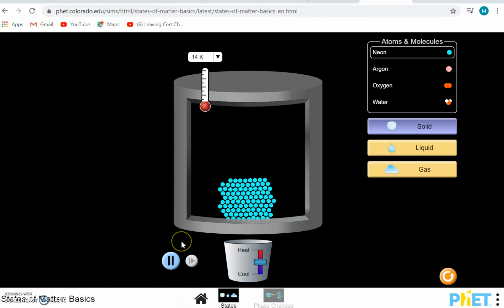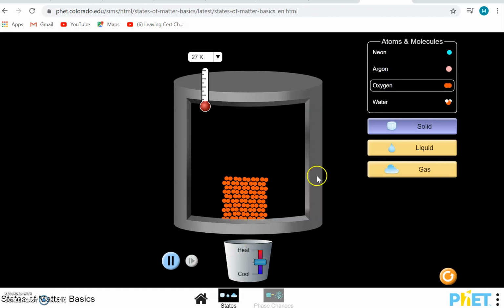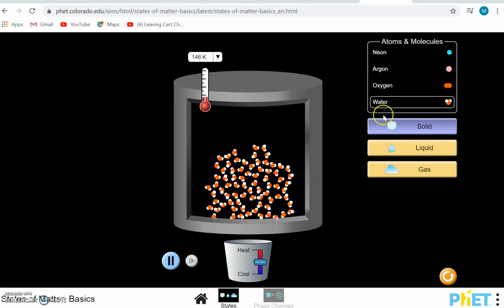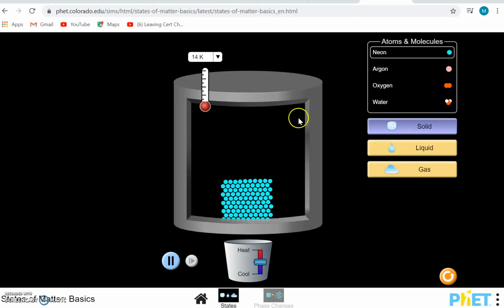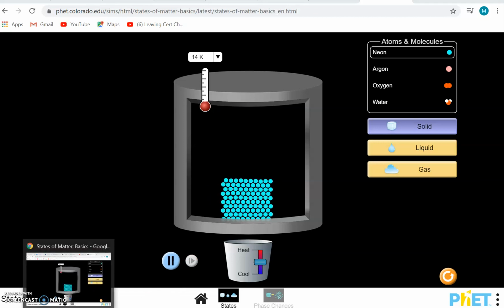Now this link here, this is a PhET. We've used it before. It's a little applet. I have the link in this post as well, so you will be able to play away with this. Now we're looking here at neon, you can have argon, you can have oxygen, which is a diatomic molecule, and you can have water. I'll just look at neon, it's easier, because we can envisage the idea of an atom. An atom is the smallest part of a substance.